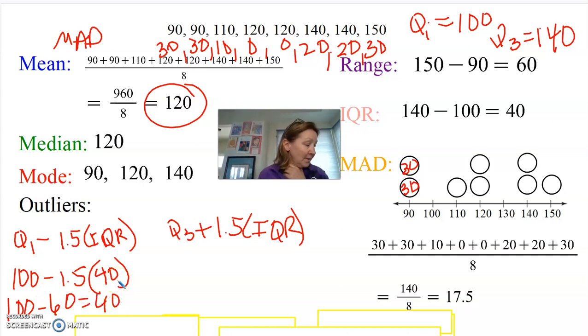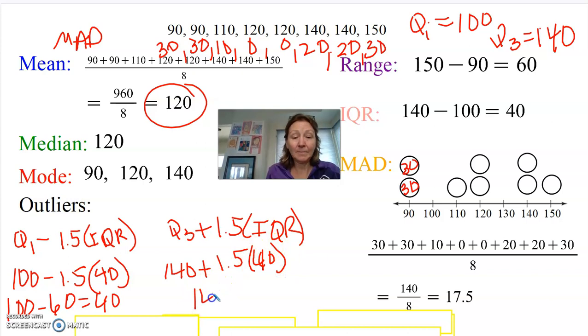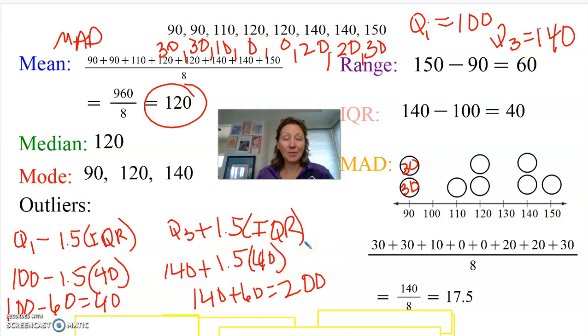There are no numbers that are less than 140 on that list, so there's nothing on the smaller side. And now I look at the Q3, which is 140. Also the 1.5 times 40, which we already know is 60 because we just calculated it once. 140 plus 60 is 200. And there are no numbers in the list greater than 200, so there are no outliers.